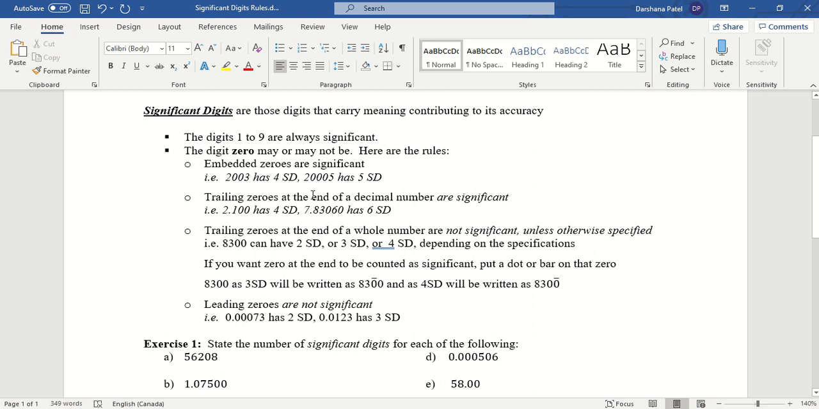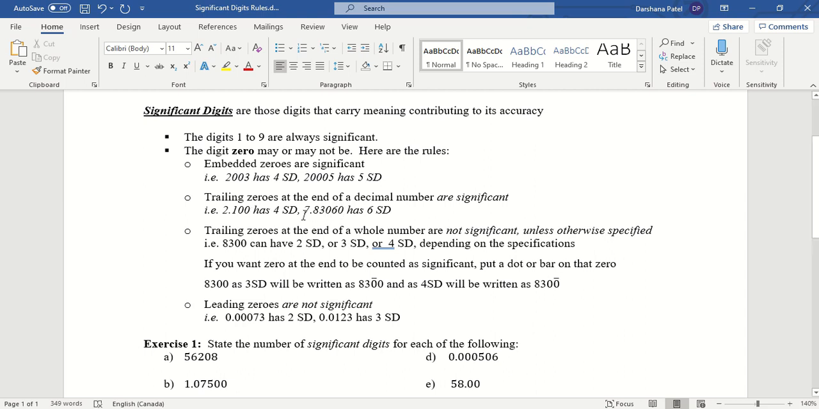Similarly, 20,005 has five significant digits. While trailing zeros at the end of the decimal number are significant, meaning that, for example, 2.100 will have four significant digits: 2, 1, and those zeros will count. So if a number has a decimal in it, the zeros at the end will count as significant.